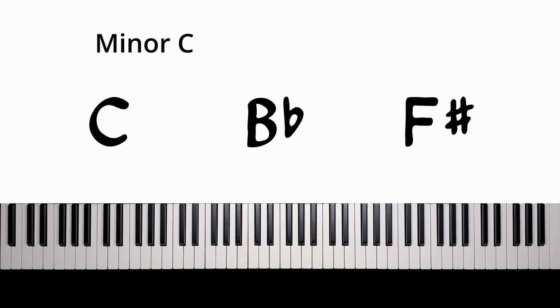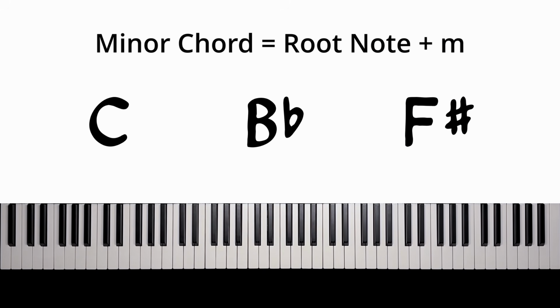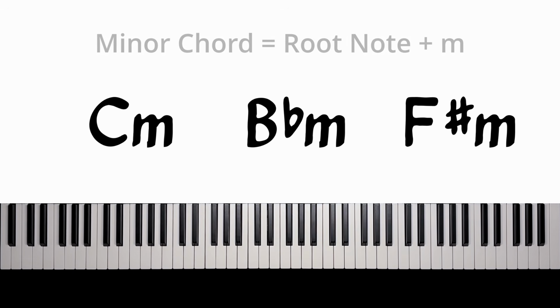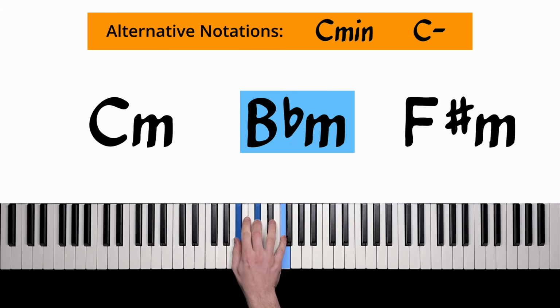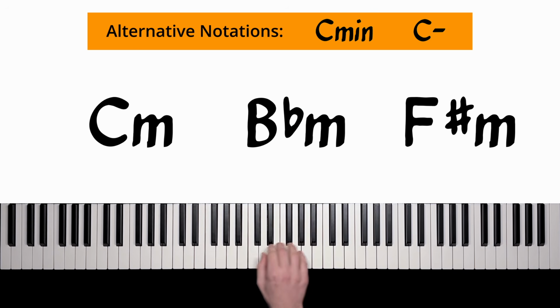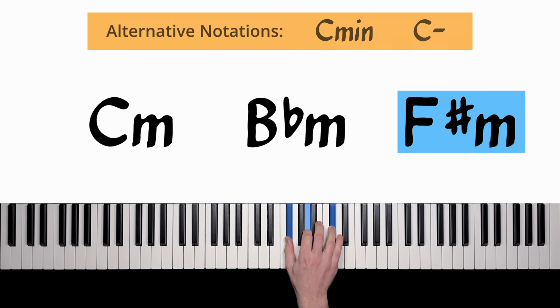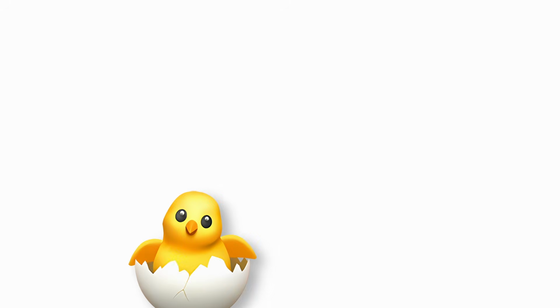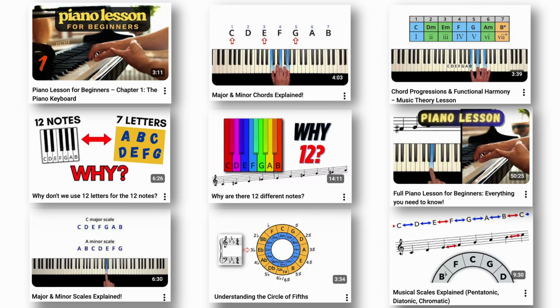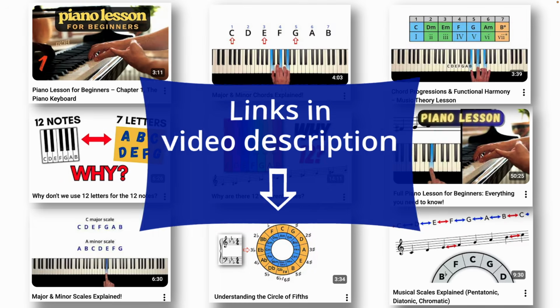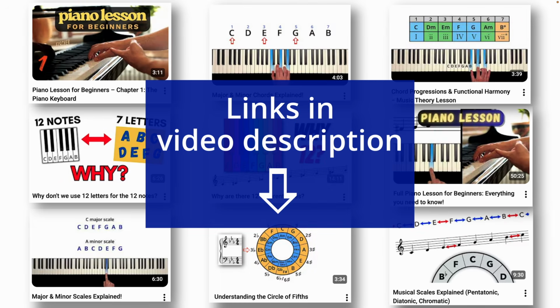For minor chords, we simply add a lowercase m to our root note. So now we have a C minor chord, a B flat minor chord, and an F sharp minor chord. By the way, if you're not sure how to build major or minor chords, I've explained all the necessary music theory basics in previous videos, and you can find the links in the video description.